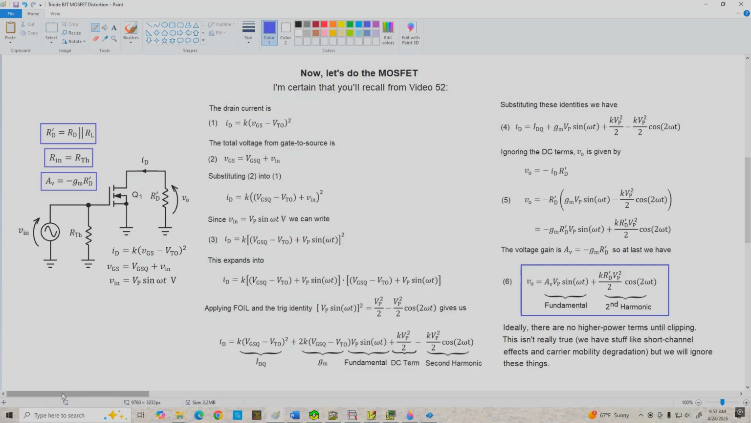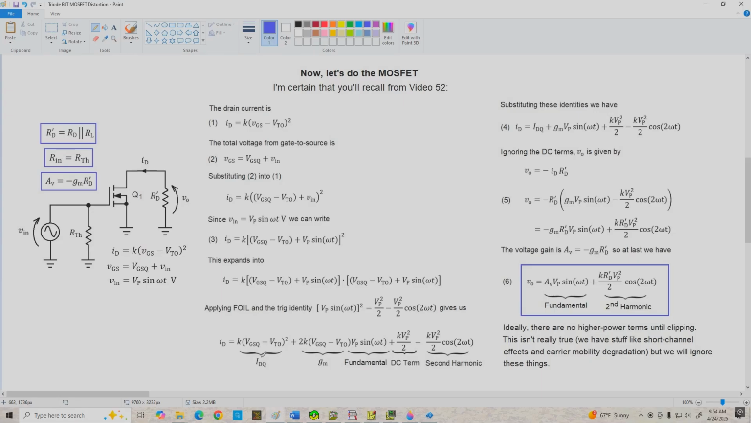This analysis is going to go a lot faster than for the BJT because we don't have to do anything fancy like Taylor series expansions. So we'll start with our normal drain current equation and substitute in VGS equals VGSQ plus the input signal, which gives us this little bit messier looking equation here. We also can substitute in Vin as a sine function, expand that out, and using FOIL and a trigonometric identity, we come up with this drain current equation down here.